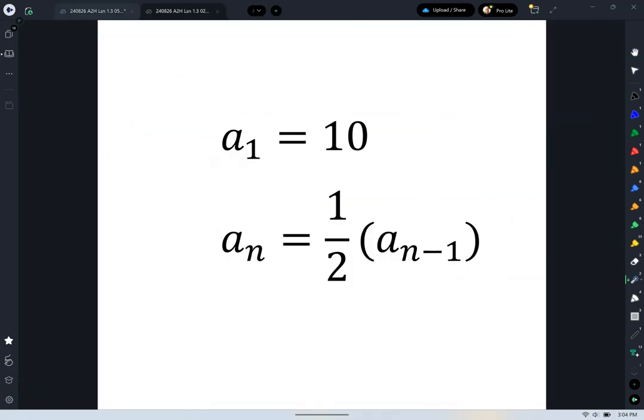If I gave you this and I said, tell me the first 4 terms of the sequence, tell your neighbor the first 4 terms of the sequence right now. Go ahead, you do it. Tell your neighbor the first 4 terms of the sequence.